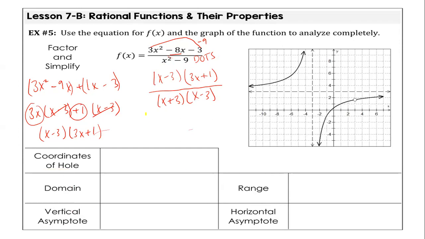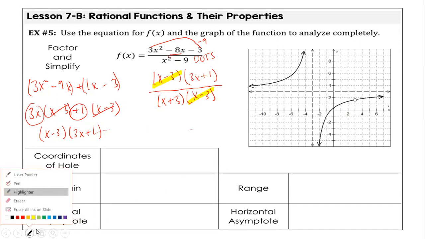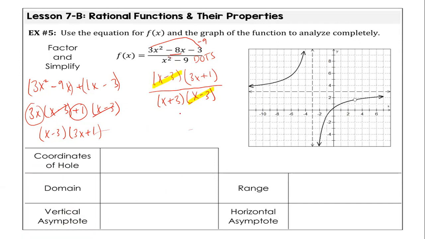Simplify means to eliminate a common factor, if possible. Is there a common factor? Yeah. What is my common factor? x minus 3 is my common factor. Okay. So now we've done everything. What we're left with here is 3x plus 1 over x plus 3. And because I eliminated a factor, what does that mean? There's a hole. So this is a function with a hole at x equals 3.